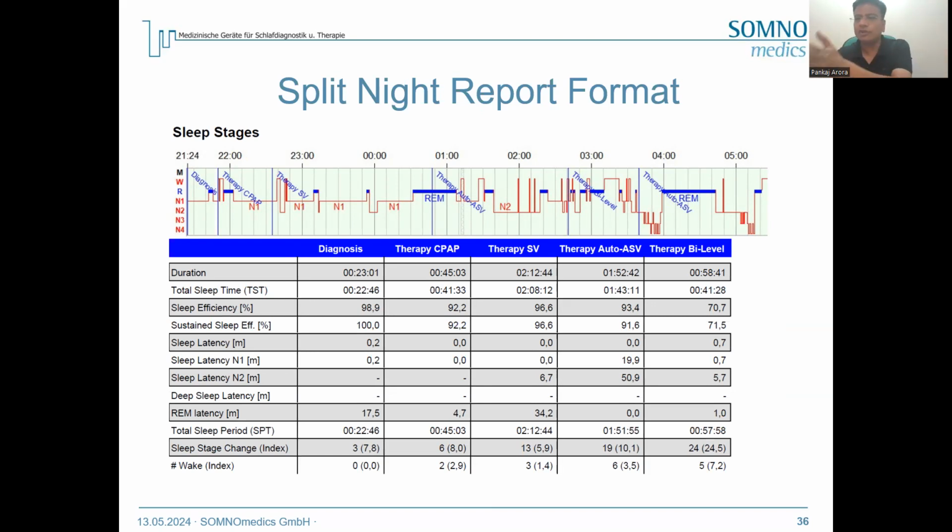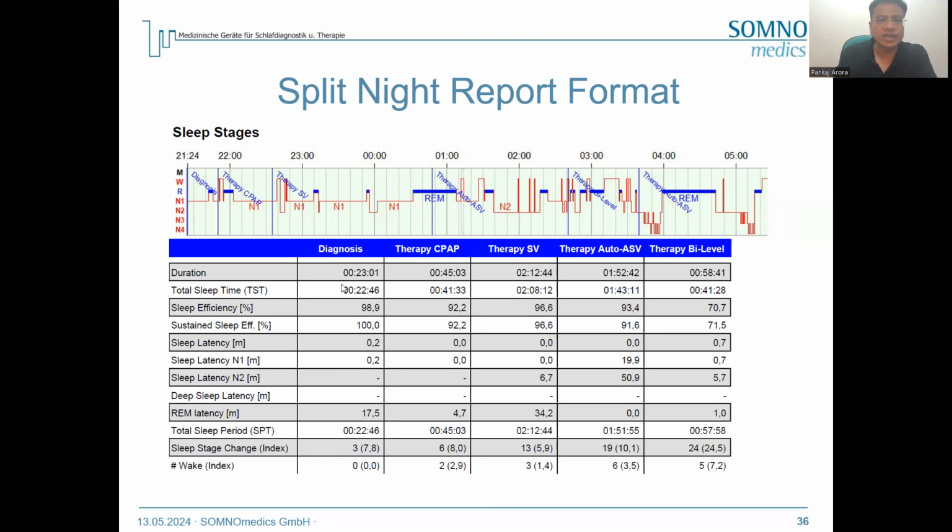It gives you a titration, full night titration report. You can also do a split night report where you put diagnostic in the first half of the night, and once you see there are severe obstructions happening, you put a titration and abolish these events during the second half of the night. So this is called a split night: first part diagnostics and second part titration.